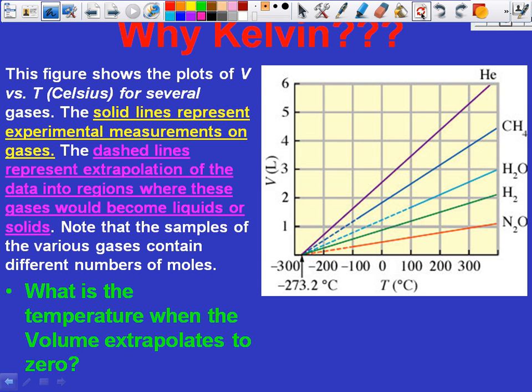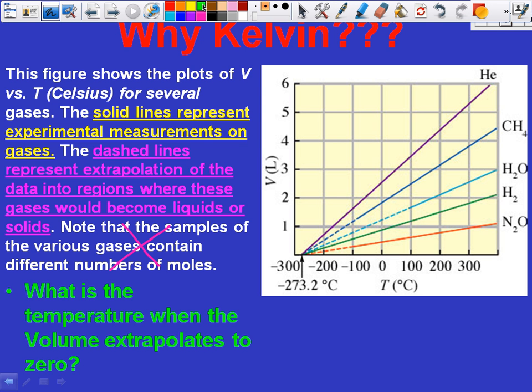So note that the samples of the various gases contain different numbers of moles. Excuse me, that is in fact an invalid statement. Okay, let's cross that off. My apologies, that needs to be taken out.